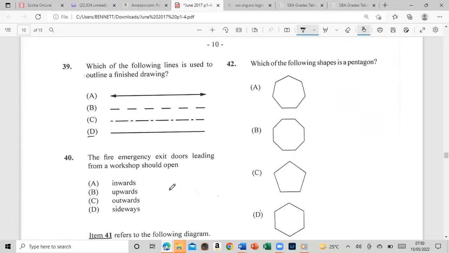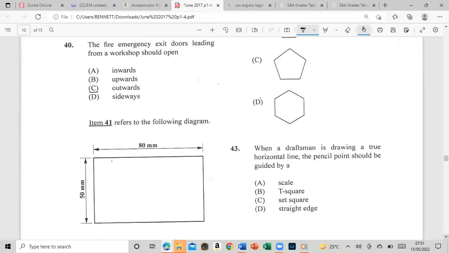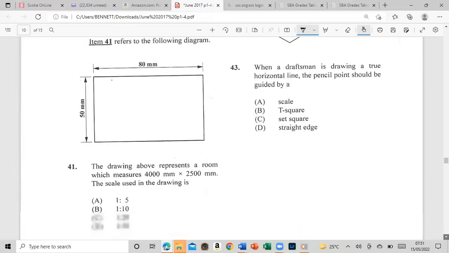The fire emergency exit door leading from the workshop should open: is it inwards, upward, outwards, or sideways? And that is C, outwards. So guys, ensure that when you go to the place, insist on those things, because accidents and all of those things will occur. So you have to try to be safe at all times.